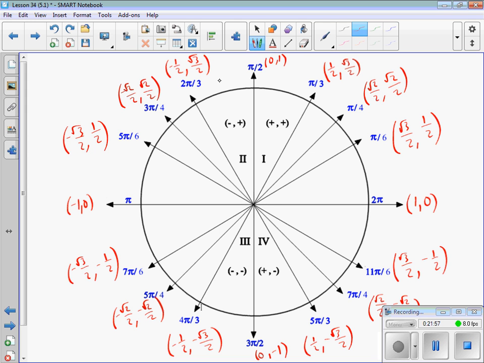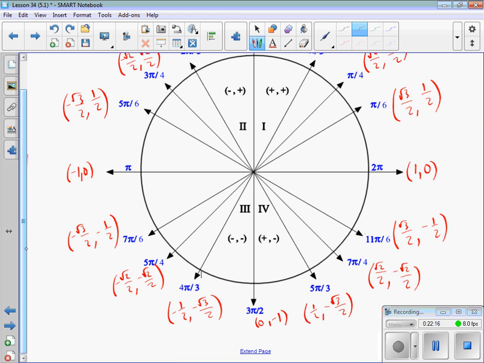Okay, over in the second quadrant, the x should be negative and the y should be positive. So make sure that's true on your paper. When you get down to the third quadrant, everything should be negative. And in the fourth quadrant, it should go positive and negative. So go ahead and check that, make sure that that's true for all of yours.